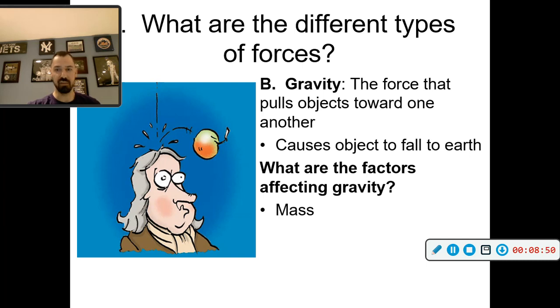The factors affecting gravity are mass. The more massive an object is, obviously there's going to be more gravitational pull on it. And also the distance between the objects. The further away it is, the less gravitational pull. That's especially a big factor in space, which we'll talk about in the future. Objects that are further away and smaller will have less gravitational pull than the ones that are closer and larger.